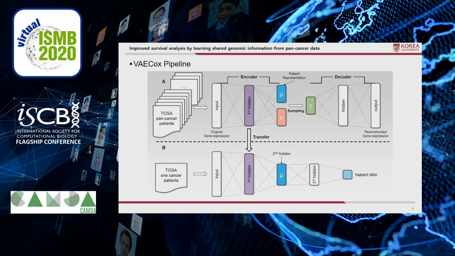Our model name is VAE-Cox because it is a combination of a variational autoencoder and the Cox proportional hazard model. The main objective of the pre-training phase is extracting common cancer knowledge of multiple heterogeneous cancer types. We considered using a simple autoencoder, but the simple autoencoder is prone to overfit on some features among various cancer characteristics because it aims to perfectly reconstruct the given input data. So we selected the variational autoencoder for pre-training.